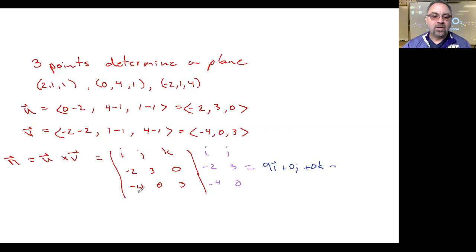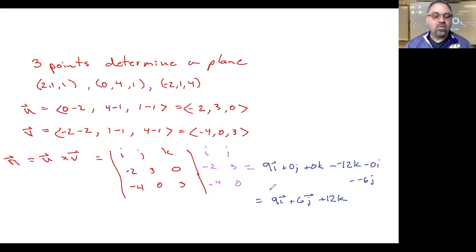So minus -4 times 3 times k. That's -12k. And let's go 0 times 0 times i, 0 i's. And look, 3 times -2 times j, so minus -6j. And the result is a vector that is 9 i's, 6 j's, and 12 k's. And that's our normal vector.